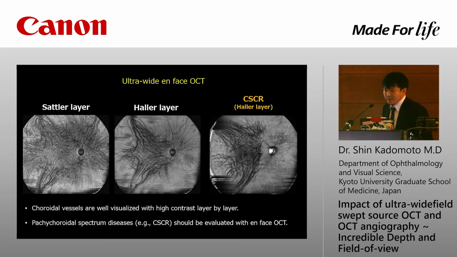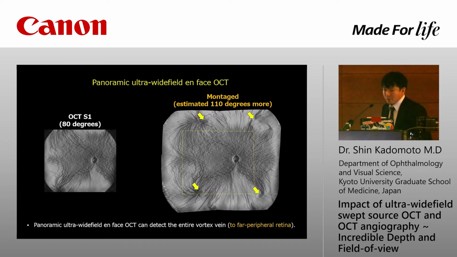The choroidal vessels are well visualized in en face OCT images, better than the OCT angiogram choroidal slab. In en face OCT images, choroidal vessels are well visualized with high contrast, layer by layer. For example, pachychoroid spectrum diseases, such as CSCR, should be evaluated with en face OCT. The right image is a montaged OCT-S1 image. As you can see, the montaged en face OCT can detect the entire vortex vein, which is equivalent to the peripheral retina.